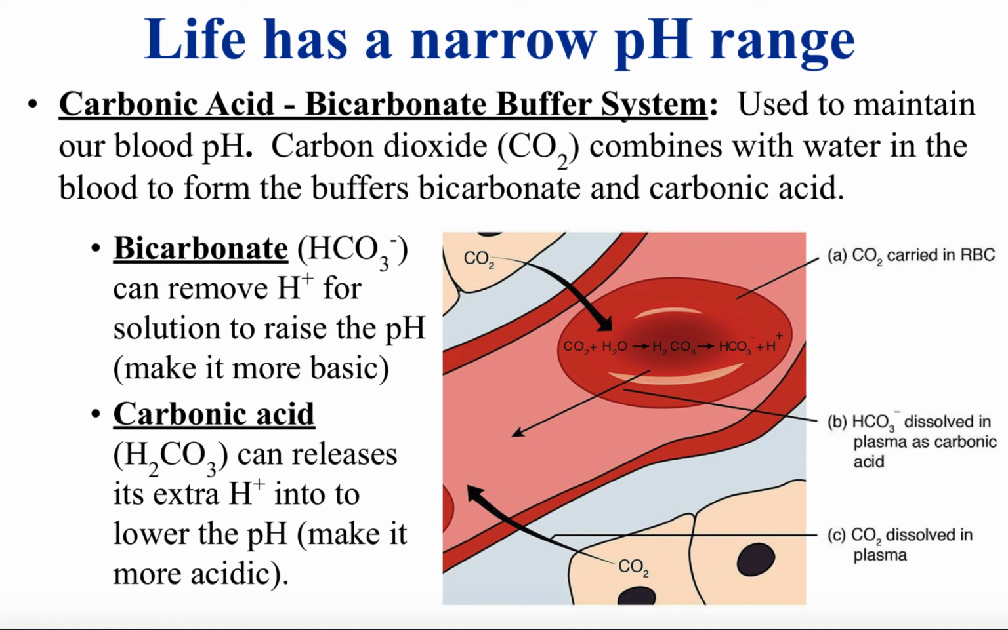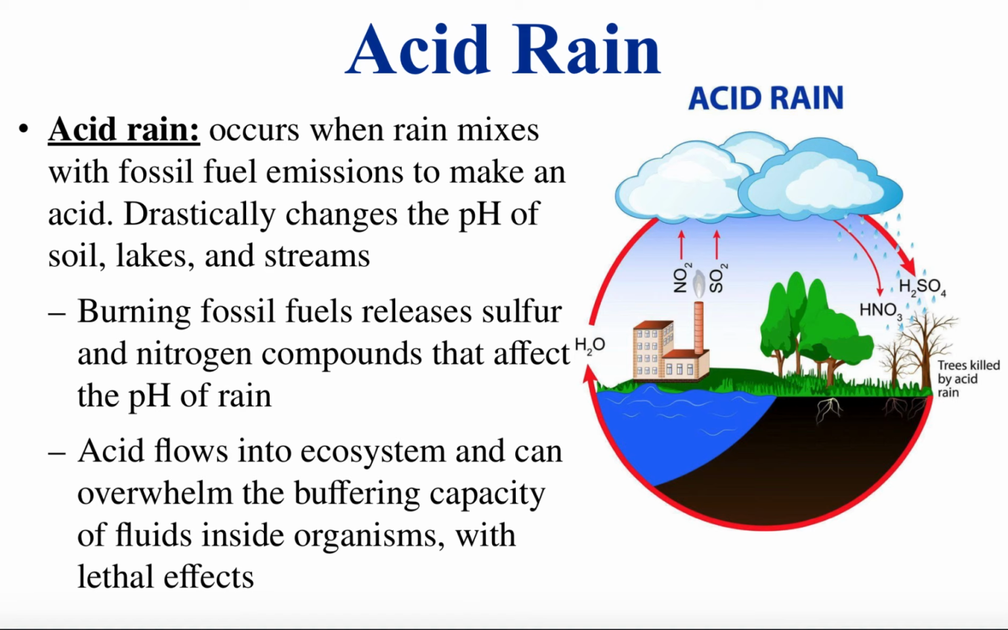However, there are sometimes environmental issues that can really impact your body. Sometimes your buffer systems aren't enough if you take in too much acid or too much base, more than you can handle. And that's where acid rain comes in. Acid rain is an environmental, ecological issue where the burning of fossil fuels actually creates acid in the rain that's precipitating from the clouds.